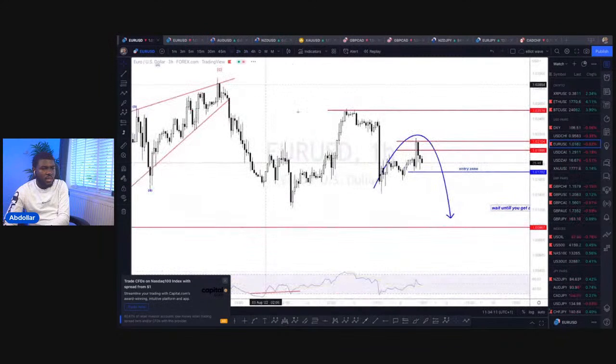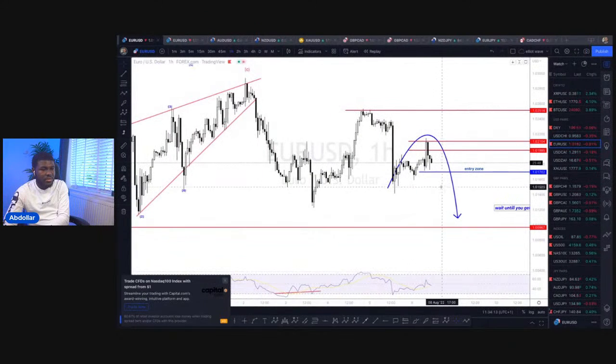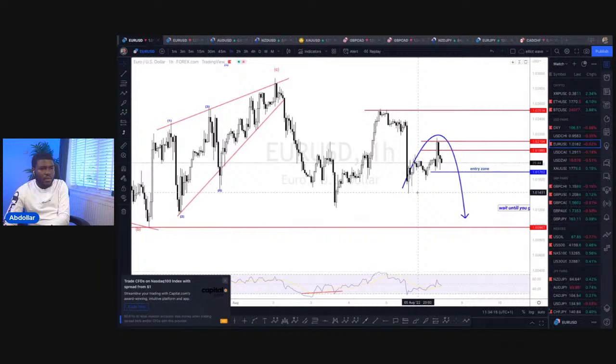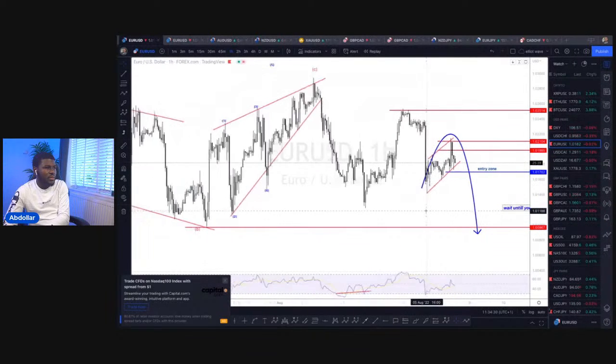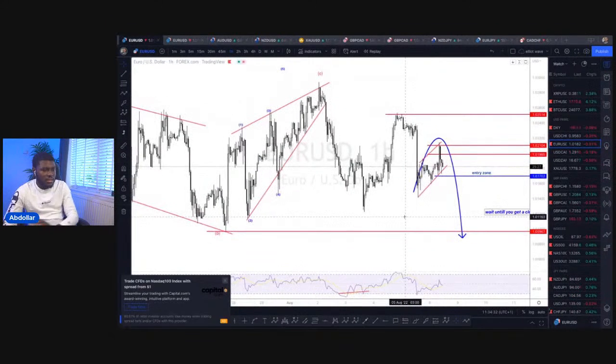Going lower to the 1-hour time frame. We are still analyzing euro dollar, guys. So what I'm thinking is that, okay, this is a correction. That's all I'm thinking, nothing else. I'm seeing the whole of this as a correction, and there should be a breakout to the downside for euro dollar. So that is my analysis for euro dollar, guys.